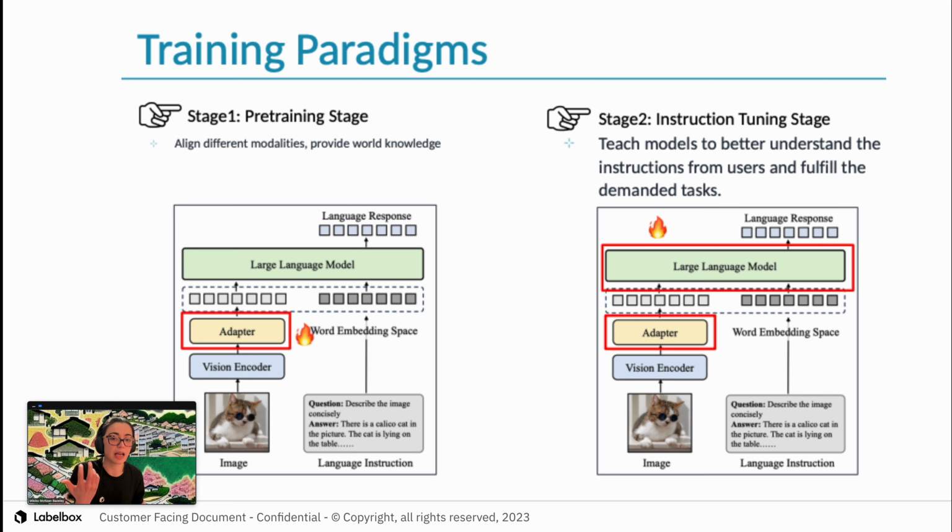And then there's the application. So by the end of the instruction tuning stage, the model should be able to take a user's instruction and perform the demanded task effectively, leveraging its pre-trained knowledge and fine-tuned skills.